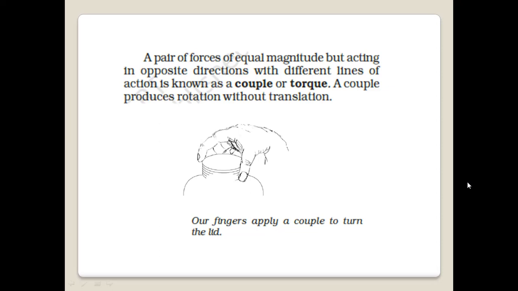Another example of torque, a pair of forces. You can see the opening of a lid with the fingers. The thumb moves backwards, but the other fingers move forward. So we have two equal forces in opposite directions. They constitute a couple. You have studied about couple and torque in lower classes. As a result, the lid rotates. A couple produces rotation without translation. There will not be any linear motion. There will only be rotational motion.